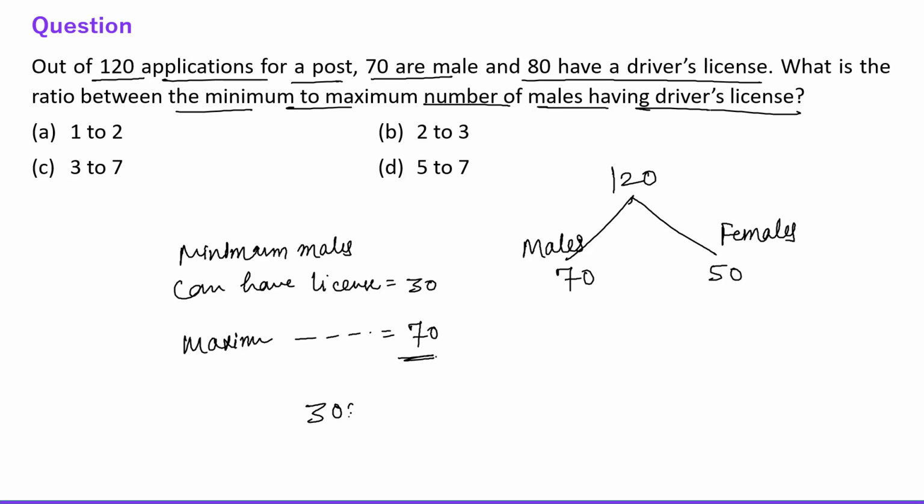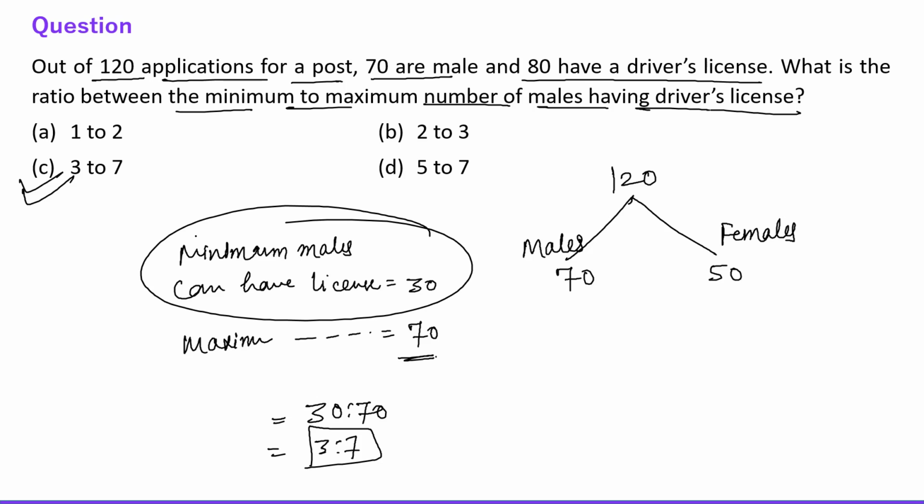So this is 30 is to 70. If we need to find the minimum to maximum, this is 3 is to 7, right? How come we have got 30? Because when all the females will be having license, then obviously only 30 males will be left because total 80 people have the license, right? So the answer is 3 is to 7. Okay. Now let's move to other question.